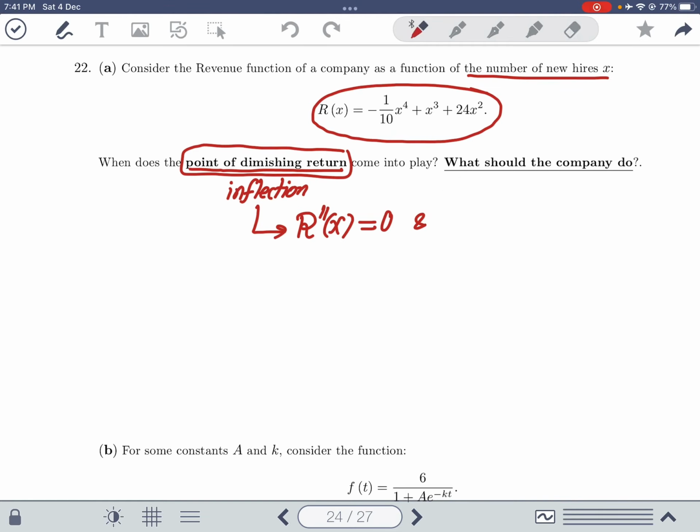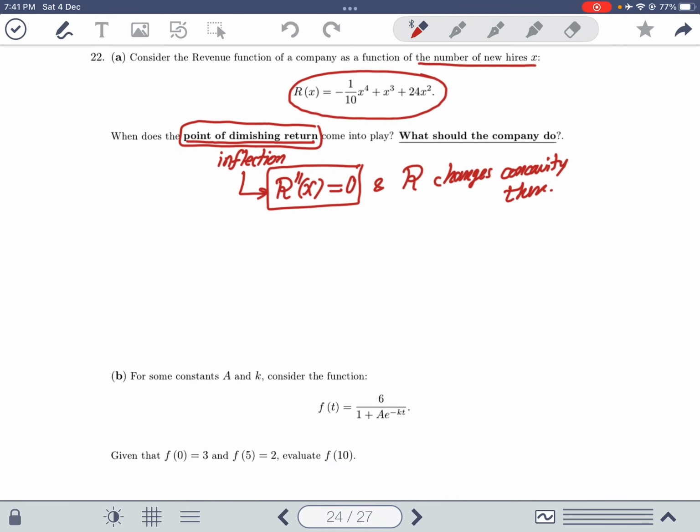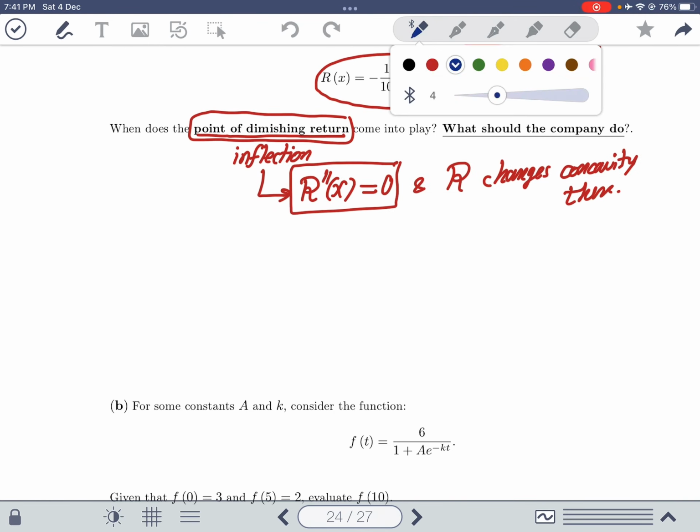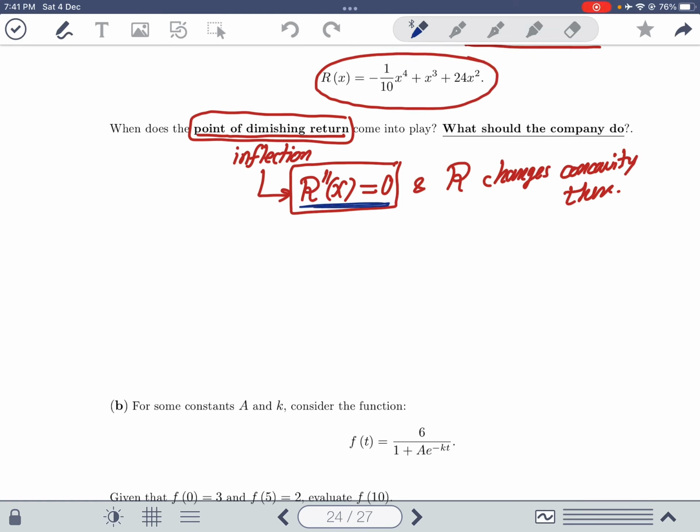You know, the revenue function changes concavity there. So we need to find the second derivative and set it equal to 0 to find if it has inflection points or not. And even if you find points where the second derivative is 0, you need to look at them carefully. Sometimes they might not be inflection points.